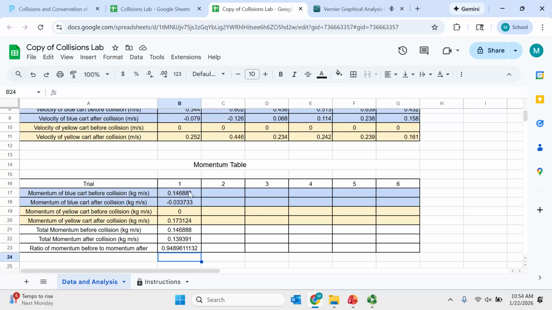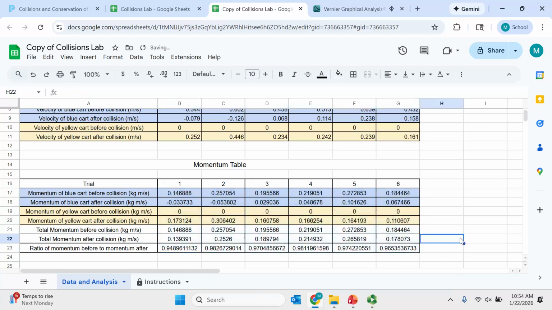Now, once I've set up this data table, once I've set up these calculations, one of the cool things I can do is just copy these to every row, and it does that calculation for me. So what I'd be looking for to see if momentum is conserved is that this ratio should be pretty close to 1. If it's something less than 1, that says that there's less momentum after the collision than there was before. If it's something greater than 1, that says there's more momentum after than there was before. I would think greater than 1 is probably pretty unlikely. I would think less than 1 is probably a lot more likely.